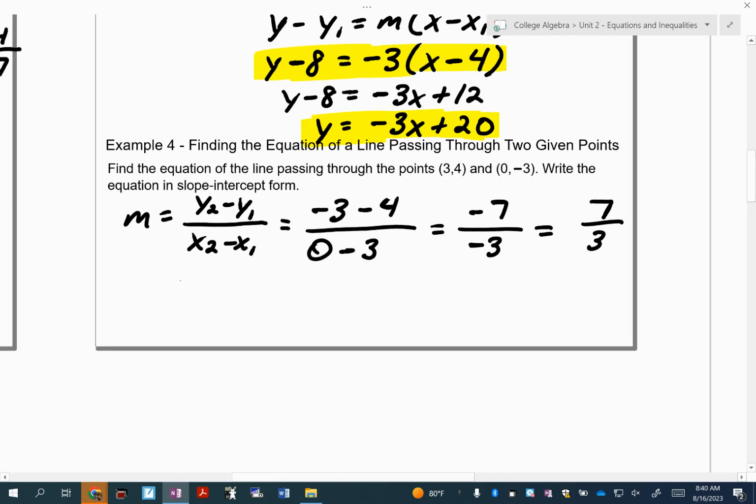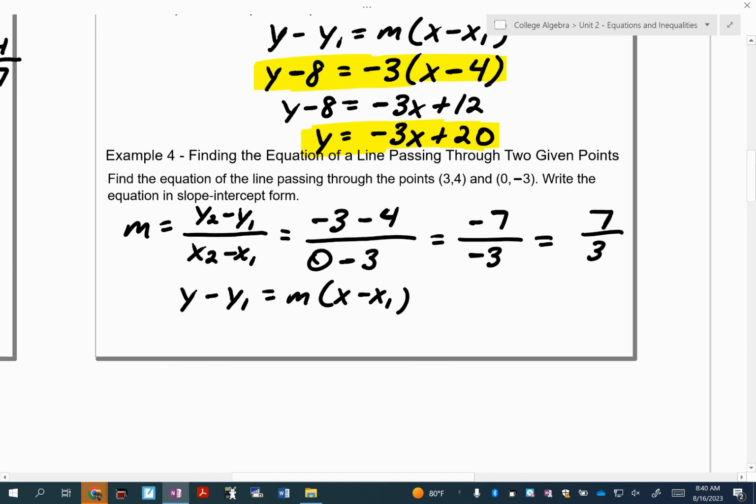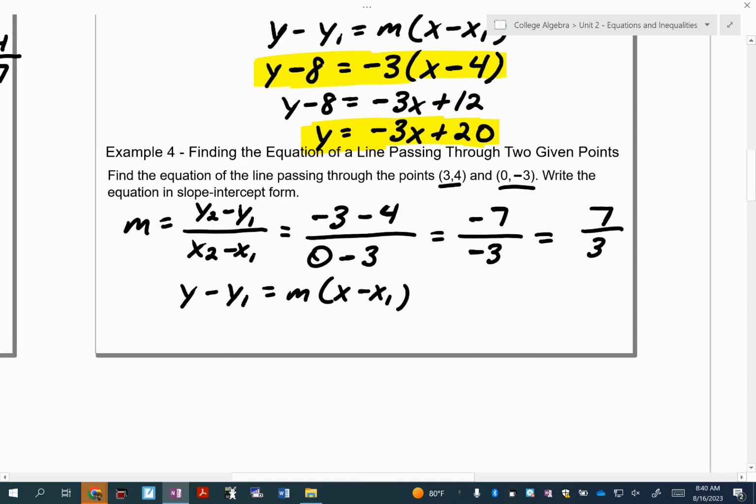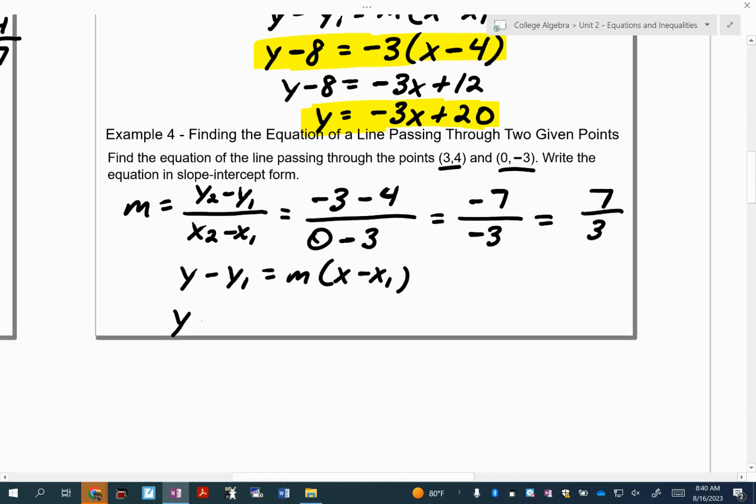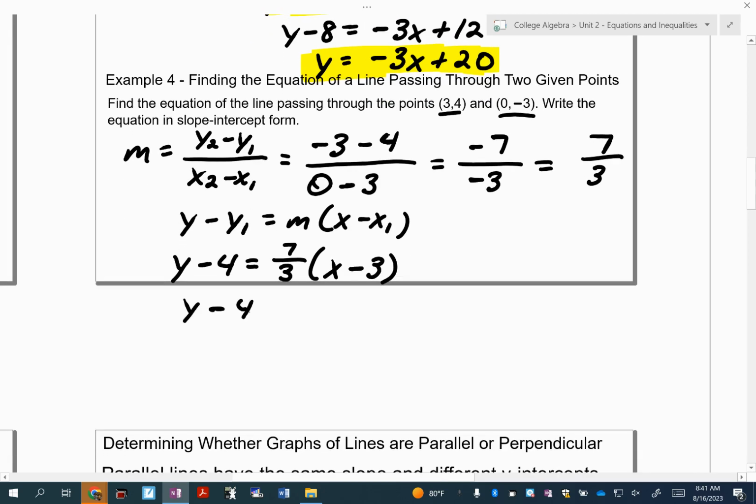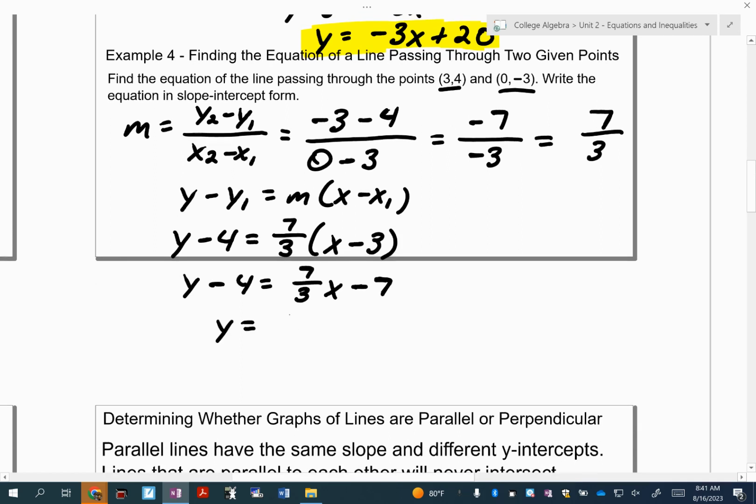Now I'm going to use my point slope form. So y minus y sub 1 equals m times x minus x sub 1. You have options here. We have 2 points, so it's your choice. I'm going to just use (3, 4) since that's what's listed first, but you can use either point. So y minus 4 equals positive 7/3 times x minus that 3. Distribute the 7/3 to get 7/3 x minus, and 7/3 times 3 is actually going to be 7. And to finish this, I move over that minus 4 with addition. So negative 7 plus 4 is going to be negative 3. So that is my solution.